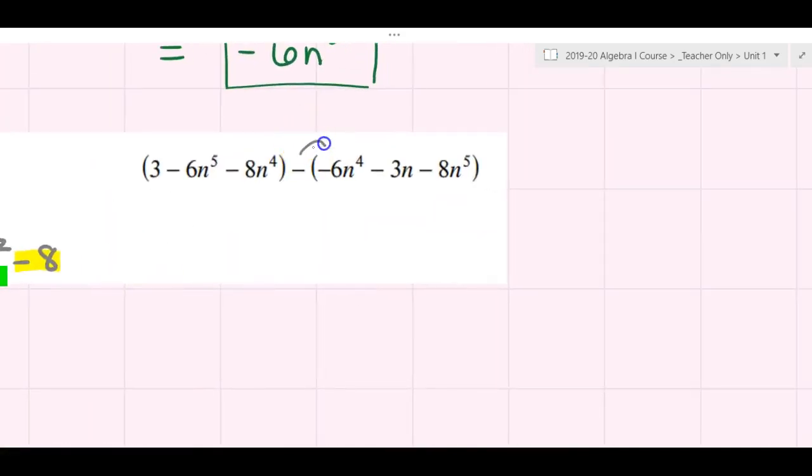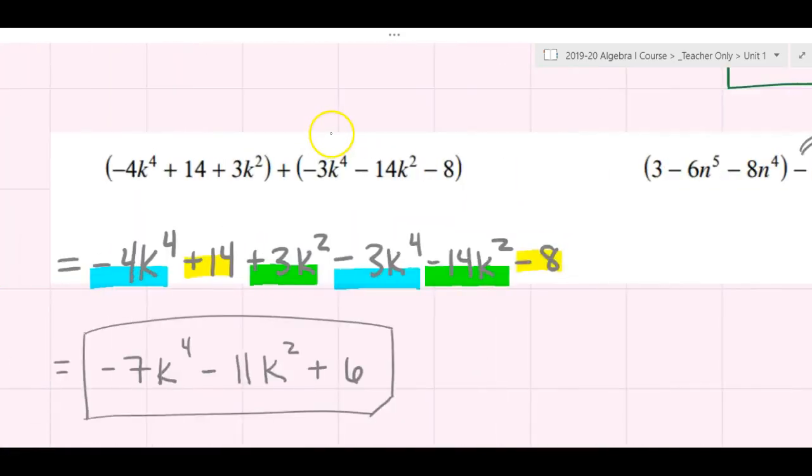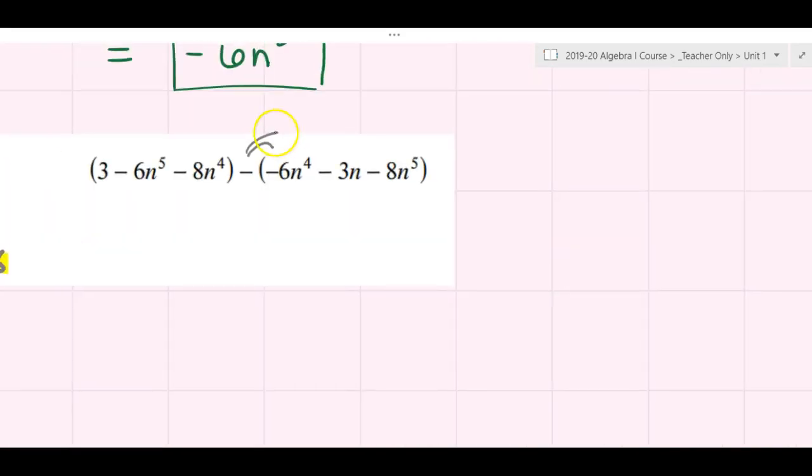Subtract. Distribute first, and make sure you distribute through the whole parenthesis. This one has 3 terms, so we've got to distribute the negative to every term in the parenthesis. First term comes down.